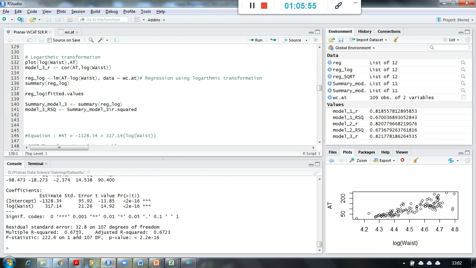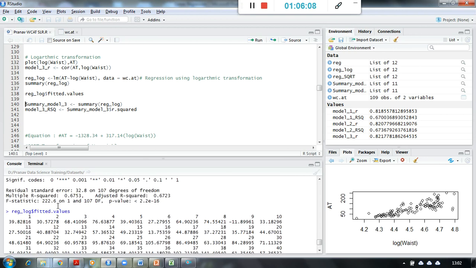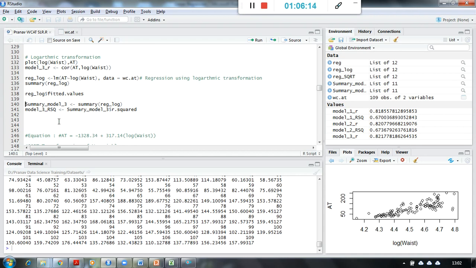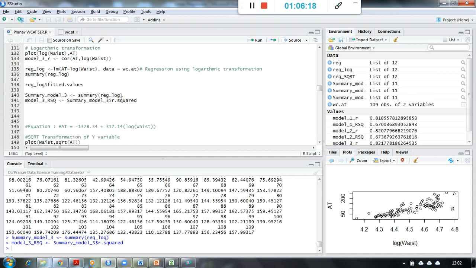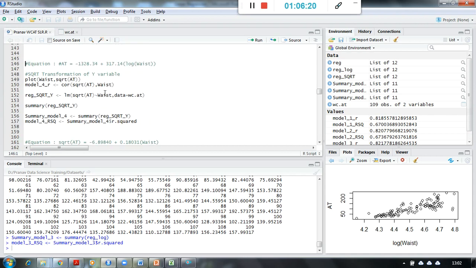So it has improved further. Earlier it was 0.6737, and it has improved to 0.6753, right? Okay, so let me check the fitted values. Look at the first value: from 42 to 41, it has now come down to 39, which means the model is improving. So let me store this r square as well, as model r square.